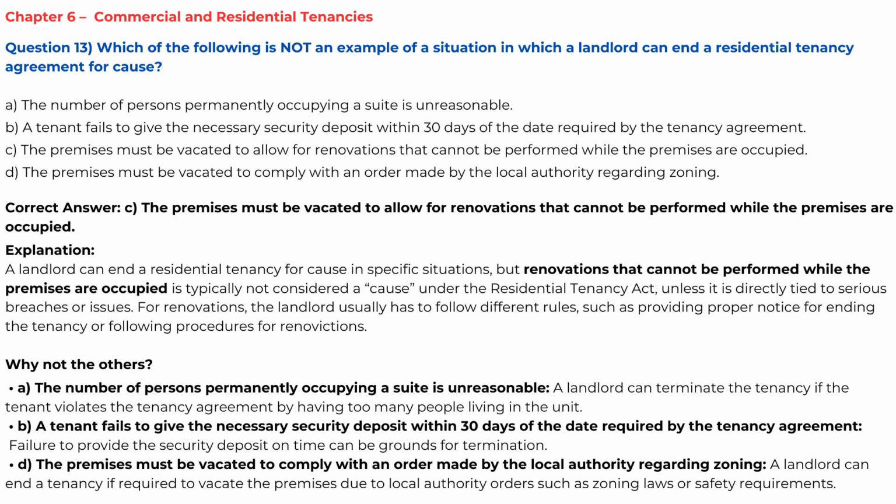For renovations, the landlord usually has to follow different rules, such as providing proper notice for ending the tenancy or following procedures for renovictions. Why not the others? A. The number of persons permanently occupying a suite is unreasonable. A landlord can terminate the tenancy if the tenant violates the tenancy agreement by having too many people living in the unit. B. A tenant fails to give the necessary security deposit within 30 days of the date required by the tenancy agreement. Failure to provide the security deposit on time can be grounds for termination. D. The premises must be vacated to comply with an order made by the local authority regarding zoning.